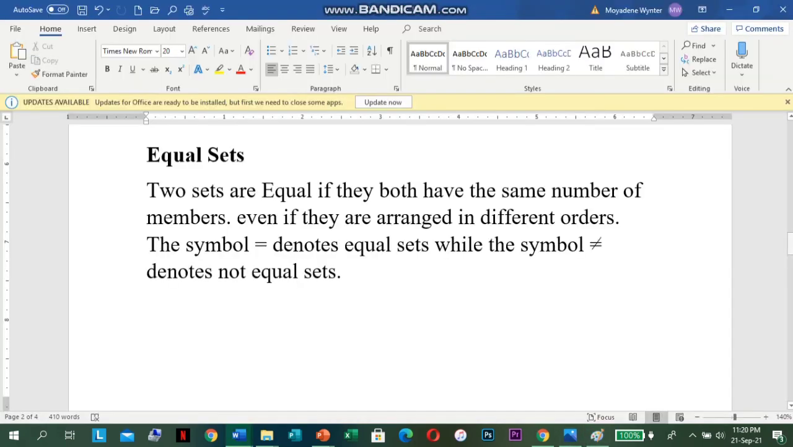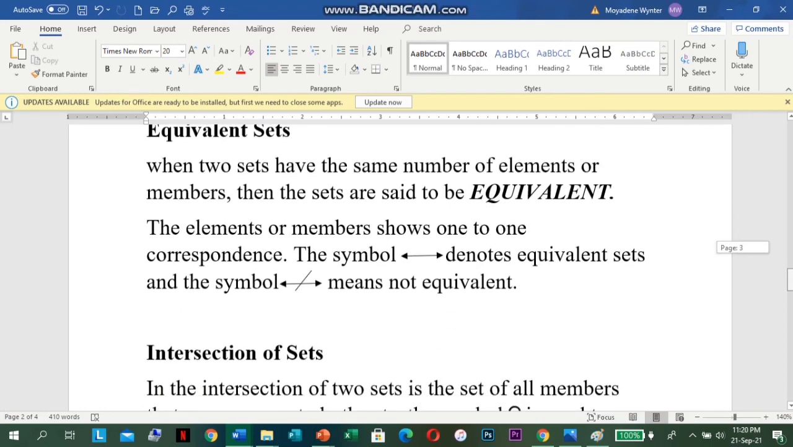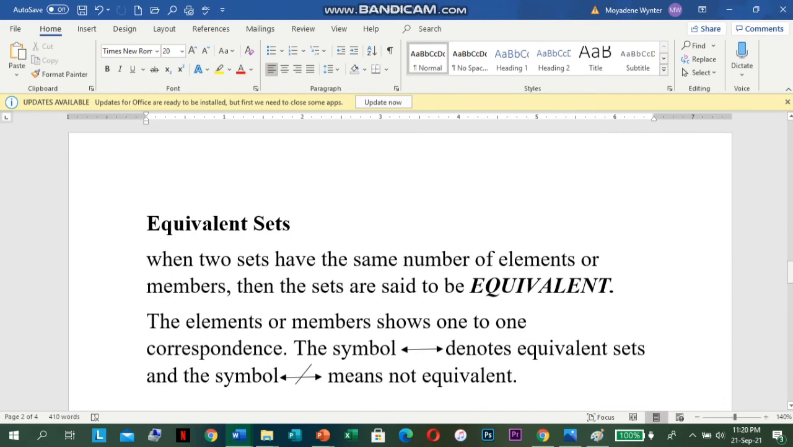So we're going to look at equivalent sets now. When two sets have the same number of elements or members, then the sets are said to be equivalent. Now the elements or members show one-to-one correspondence. One-to-one correspondence, all right?